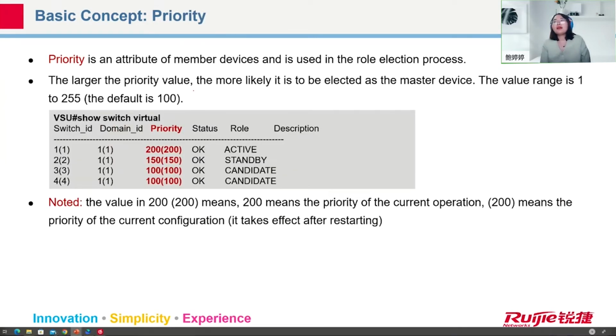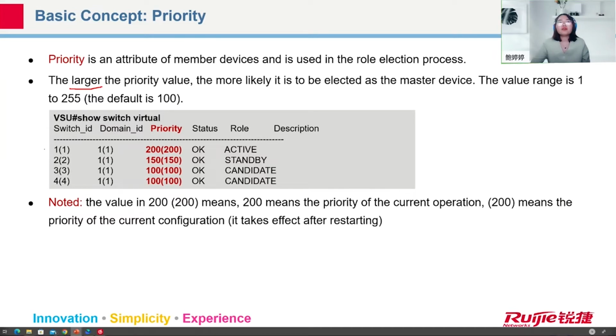And the third one is the priority. Priority is used to finally select what role the devices will have. Maybe you will be the active switch, like the master, and maybe a standby, maybe a candidate. So we will compare the priority. But about this priority, the principle is a little different. The larger priority will be better. The range is from 1 to 255. The default one is 100.